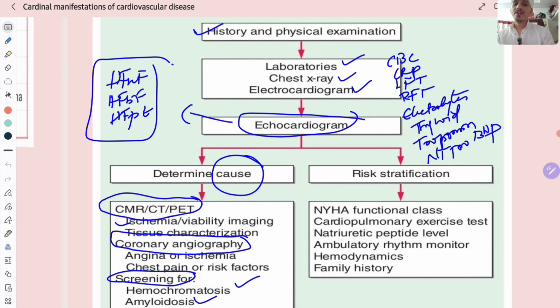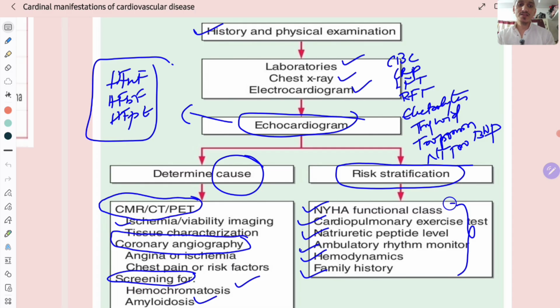So on one side you will determine the cause, and on the other side you will stratify the risk. This is important. How will you stratify the risk? By NYHA classification. And NT-proBNP will help in knowing the prognosis of the patient and also help in risk stratification. Hemodynamics, family history of any sudden cardiac death, cardiopulmonary exercise test, ambulatory rhythm monitor. All these are the things which a doctor does to stratify the patient and to know the prognosis of the patient, and whether there is improvement or no improvement. For that we use all this.